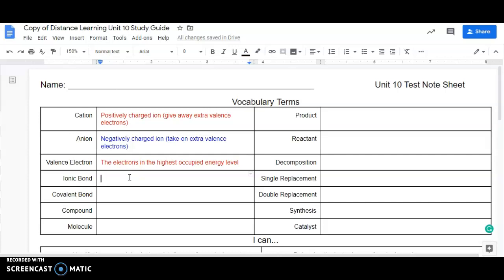Next up, an ionic bond. This is the force that holds together cations and anions, forming those compounds. Then we have a covalent bond. Covalent bond is a chemical bond formed by sharing pairs of electrons.